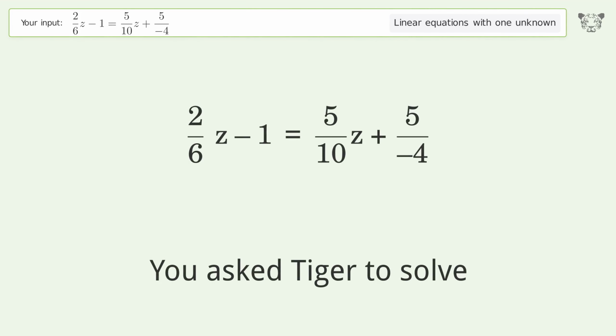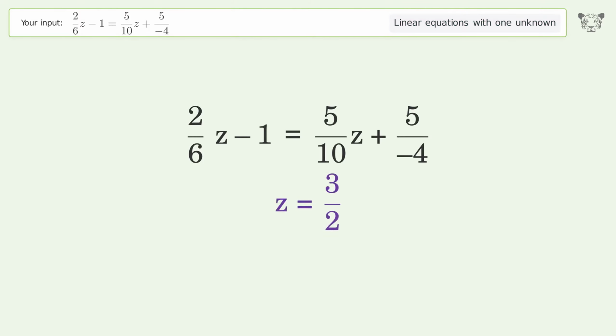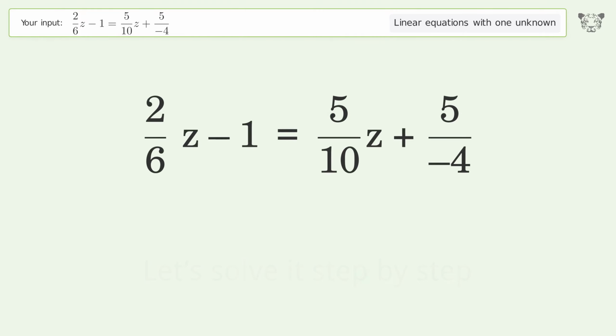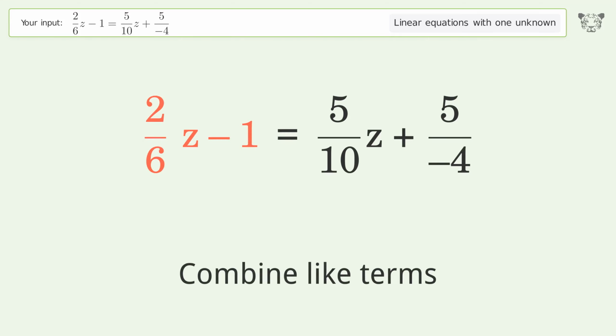You ask Tiger to solve this. This deals with linear equations with one unknown. The final result is z equals 3/2. Let's solve it step by step. Simplify the expression. Combine like terms.